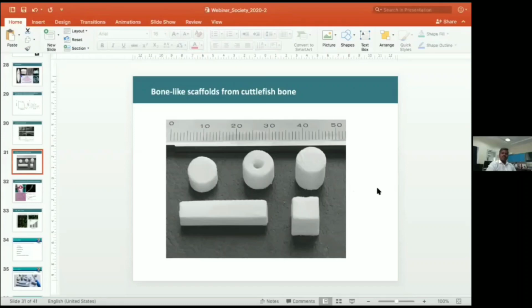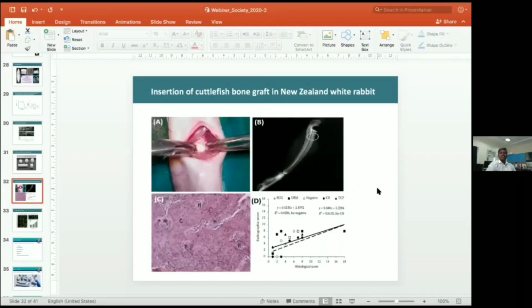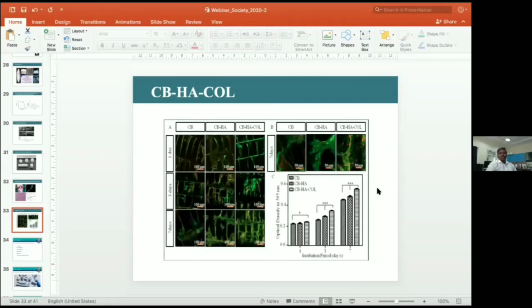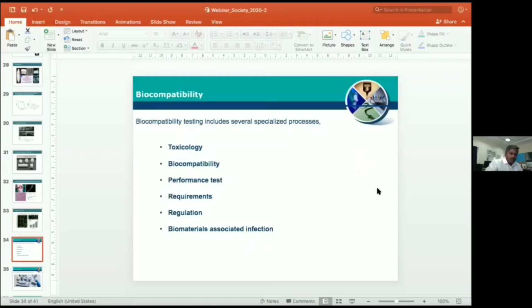And after that we implant it into the person and we see whether it's regenerating or not. So this is exactly mimicking the natural bones of the person. And then we have developed some cuttlefish bone hydroxyapatite with a collagen mixture, and it's showing very good biocompatibility. So these are all laboratory studies. In the laboratory we can do all other research, but taking this material into commercialization, there is a big gap.